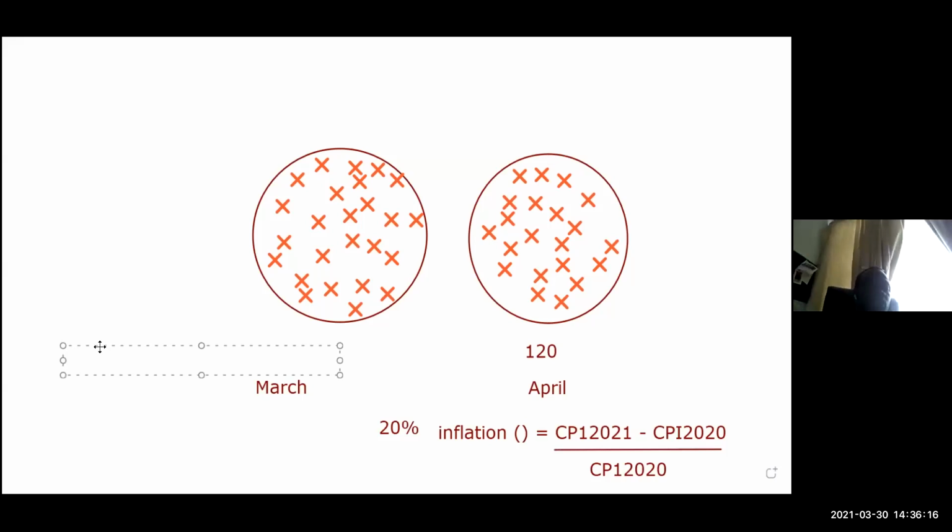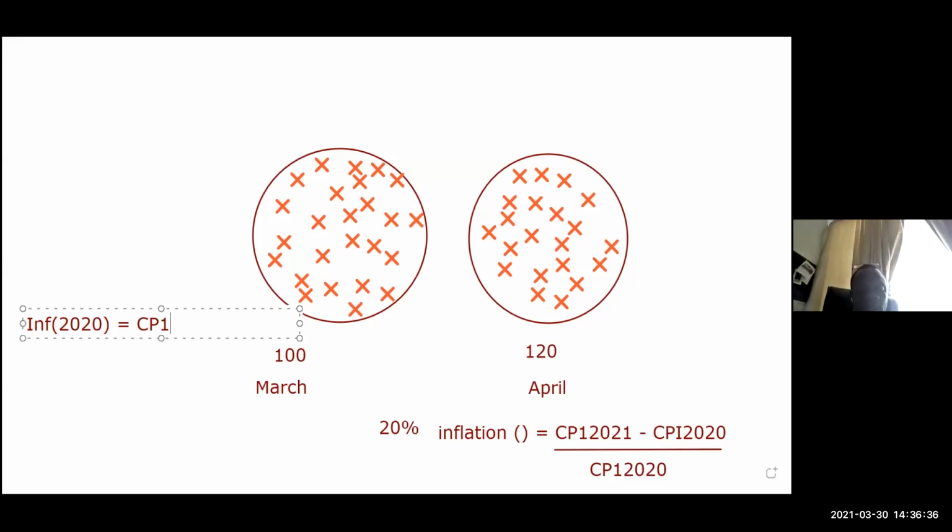What will be the inflation for 2020, or the year-on-year inflation for 2020? By now, I'm sure it should be clear to you that it will be the CPI for 2020 minus that of CPI 2019, all divided by CPI 2019.